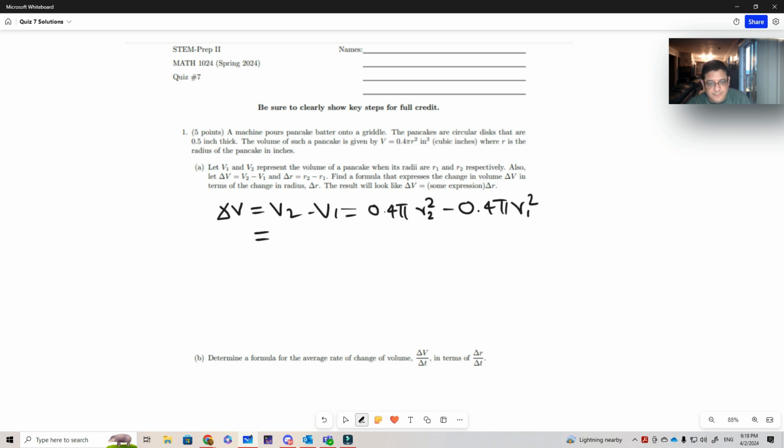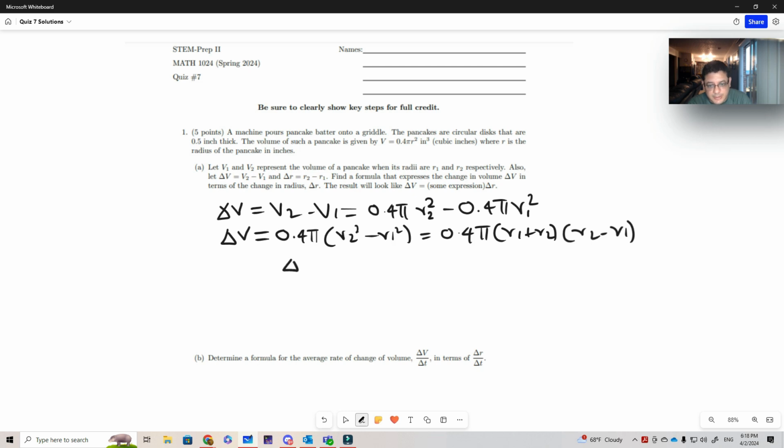Now, when you get dV up to this point, you can factor 0.4 pi, and you're going to get R2 squared minus R1 squared. Then you can factor again, and you're going to get R1 plus R2 times R2 minus R1. This is the difference of squares. So when you do that, you're going to get that dV is just 0.4 pi times R1 plus R2, and this is going to be times the differential of R. So now we have the expression that we wanted.